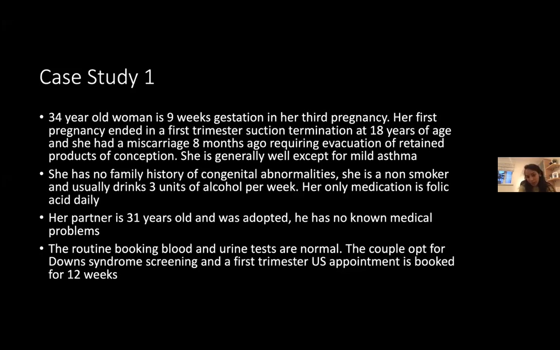She's got no family history of congenital abnormalities. She's a non-smoker, and before she was pregnant, she drank 3 units of alcohol per week. And her only medication was folic acid. Her partner was 31 years old and was adopted. He's got no known medical problems. And so the routine bloods and urine tests are normal, and the couple opt for Down syndrome screening, and the first trimester ultrasound appointment is booked for 12 weeks.